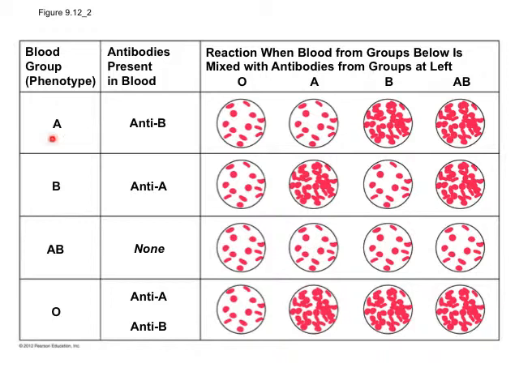And so if you have A blood, either genotype, that means that you have antibodies against B, which means you've never seen B before.